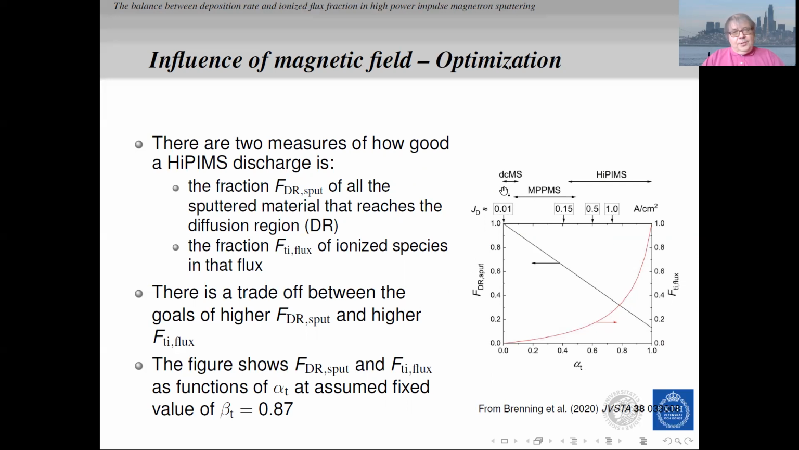And to see what we are dealing with here, for a DC magnetron, there is very low ionization of the sputtered species. The deposition rate is high. For HIPIMS, there can be a significant fraction ionized, and the deposition rate is low and the ionized flux fraction is high. So this is to put this in perspective.